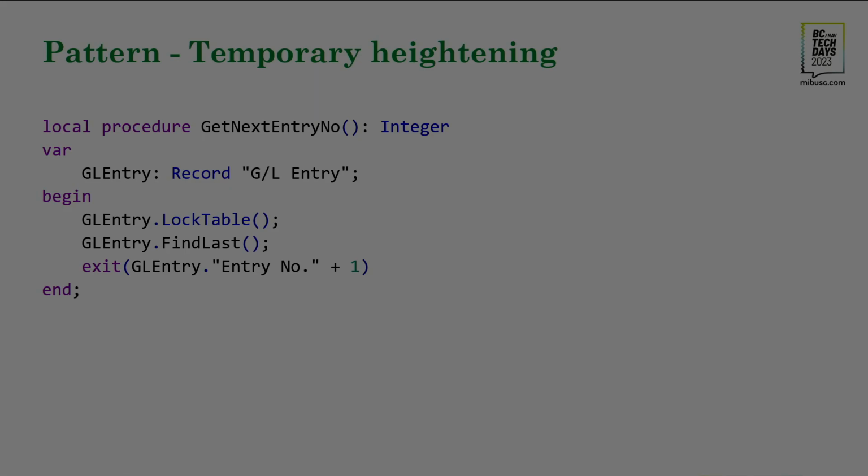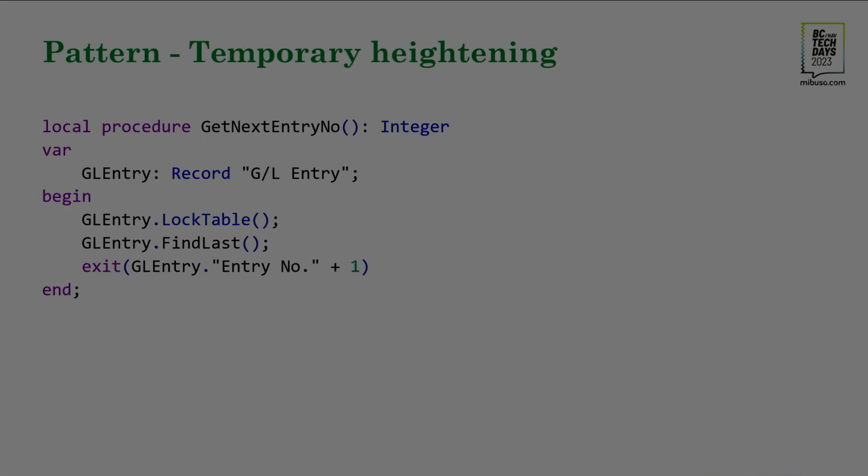The way we previously did that was this LockTable way of doing it, finding the last one, and then we're sure nobody else was reading that. This has the negative impact that if we do this early on, and we then query the GL entry, well, this could be done for any table, right?